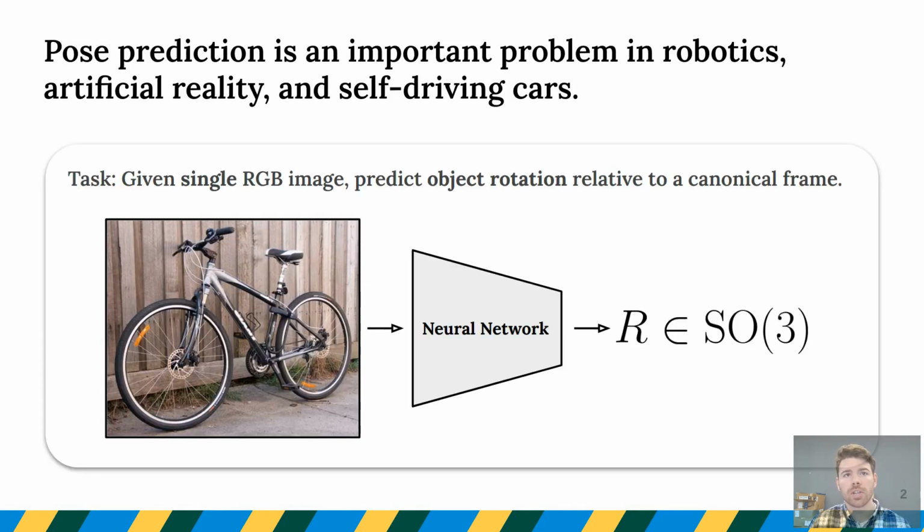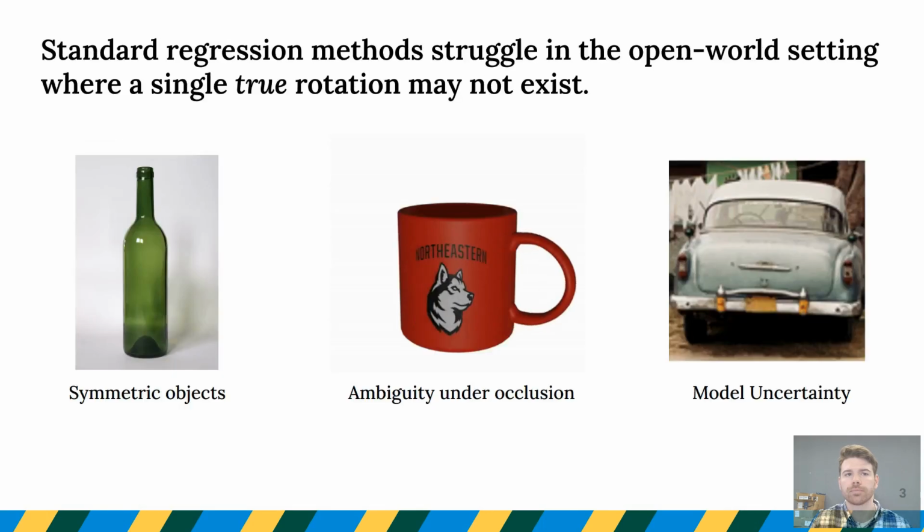Pose prediction is a challenging problem with applications in fields such as robotics and augmented reality. In the context of this work, pose prediction aims to predict the 3D rotation of an object from a single RGB image, where the rotation is relative to some canonical orientation defined in advance.